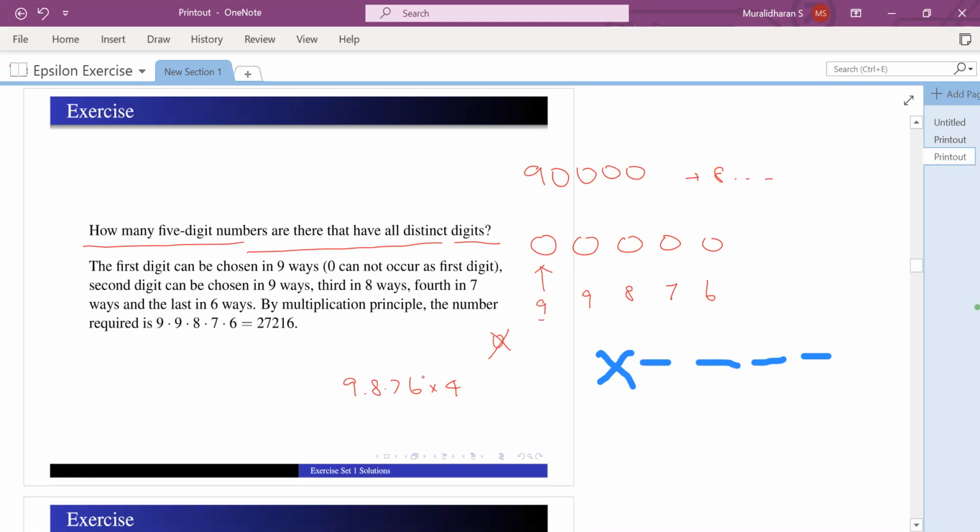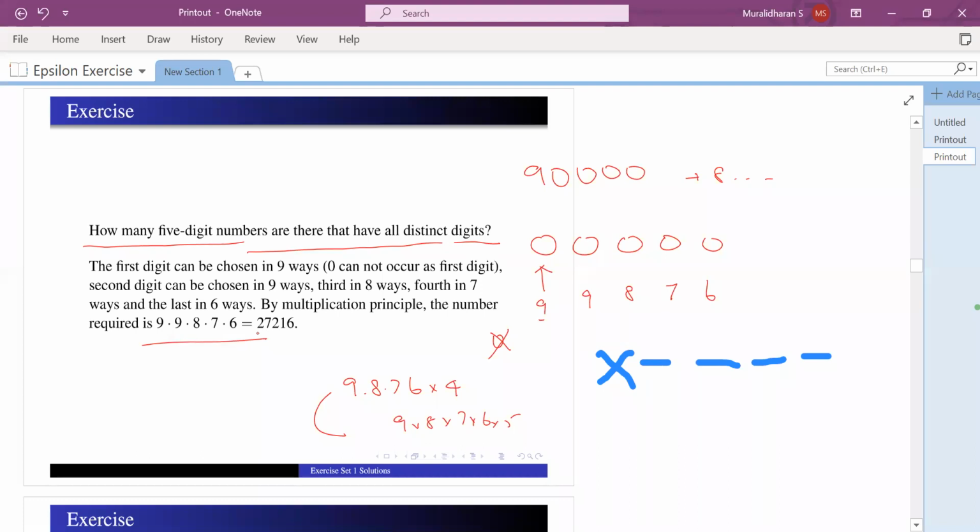Then after that, I considered a case where it does not contain a zero. Again, there will be four digits: 9 into 8 into 7 into 6 into 5. So if I add these two, I'll get this.